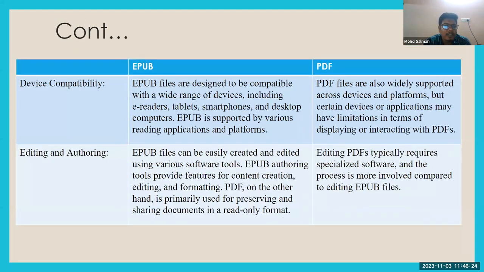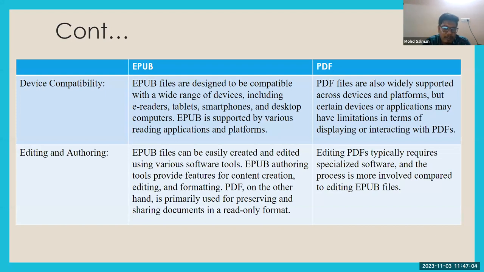The next point is device compatibility. EPUB files are designed to be compatible with a wide range of devices, including e-readers, tablets, smartphones, and desktop computers. EPUB is supported by various reading applications and platforms. On the other hand, PDF files are also widely supported across devices and platforms, but certain devices or applications may have limitations in terms of displaying or interacting with PDFs.